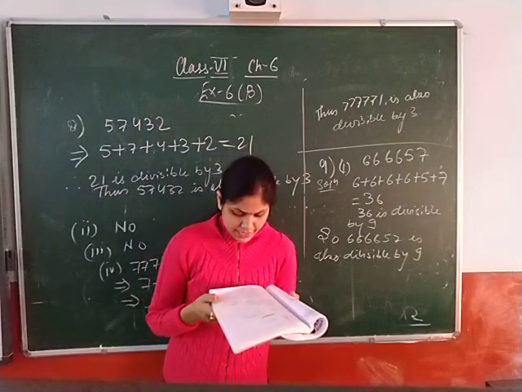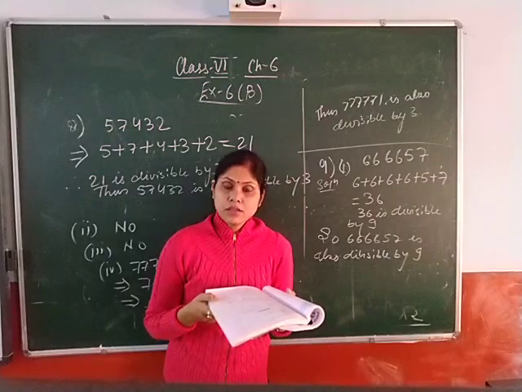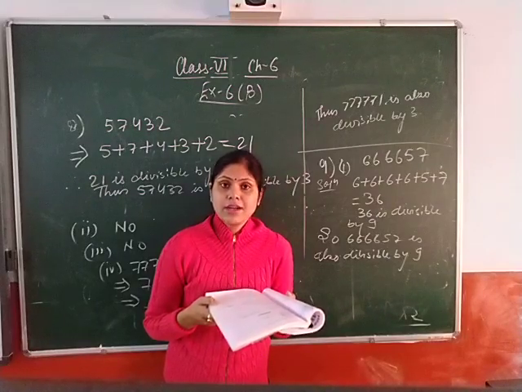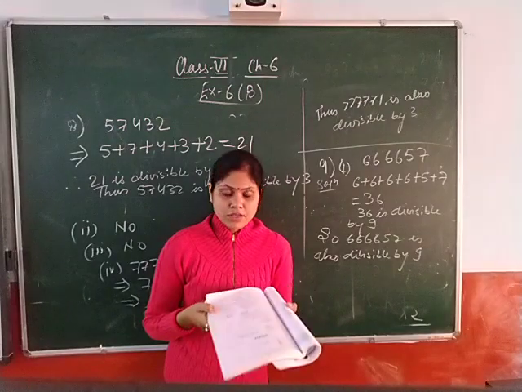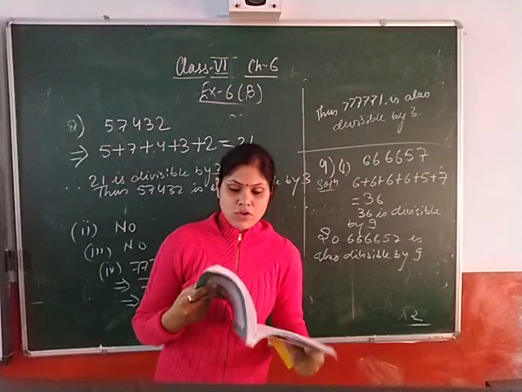Second one, 999083. When you add all, it will come 27, 30, 38. Is 38 divisible by 9? No. That means it is not divisible. Third one, when you add, you will get the answer. Okay, you do it on your own.